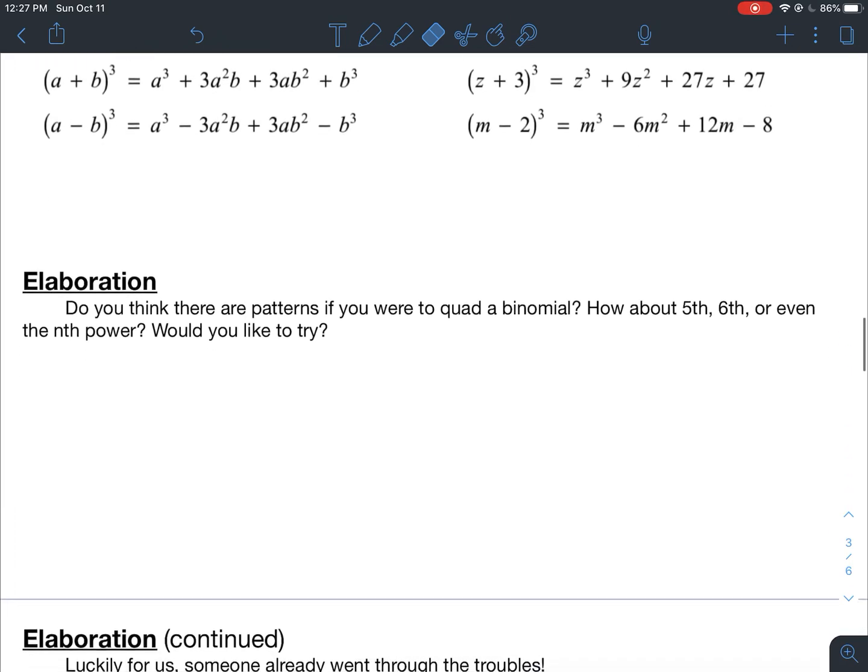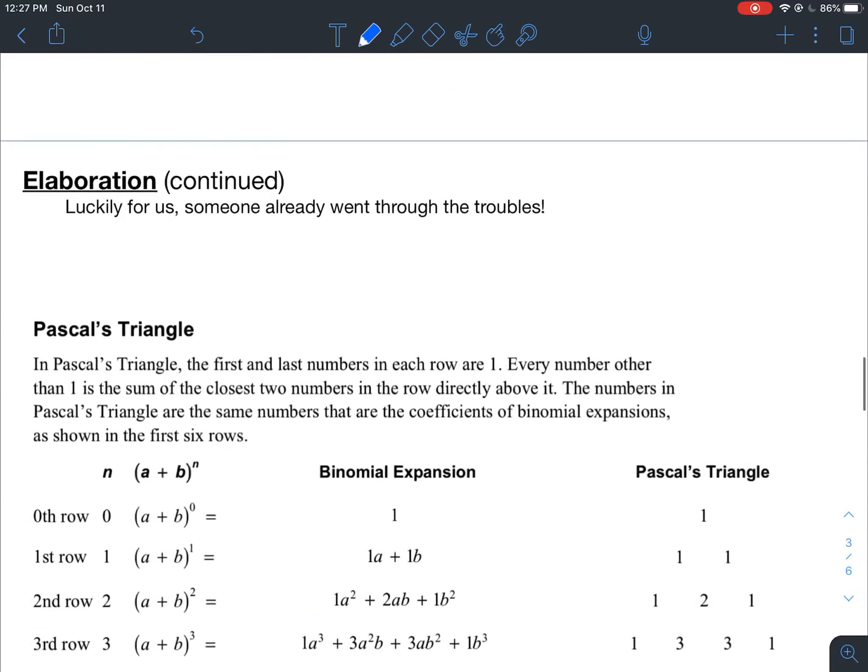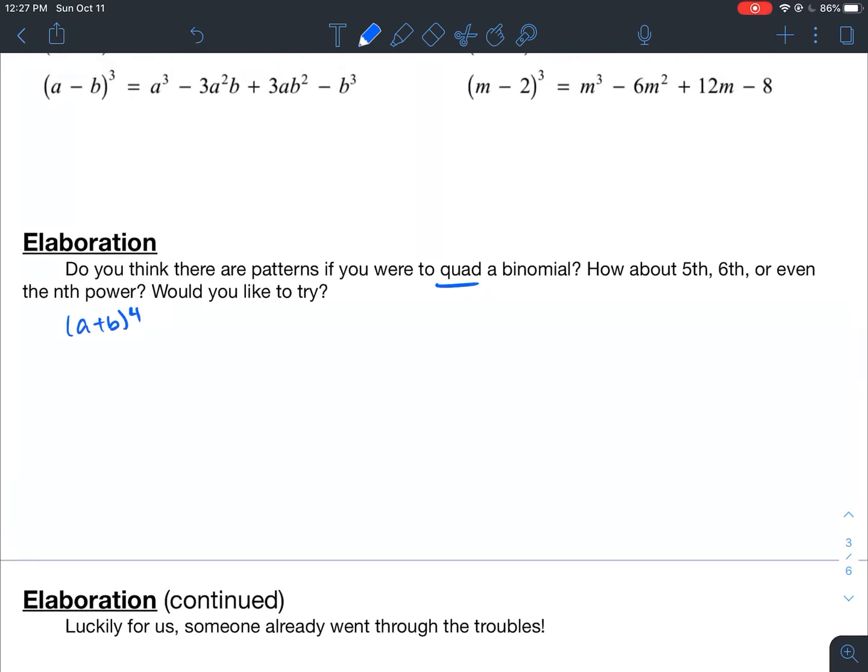Okay, so to elaborate, let me ask you this. Do you think that there are patterns if we were to quad a binomial? So let's say if we had a plus b to the 4th. Do you think that we could find that? How about if we were to do a plus b to the 5th? A plus b to the 6th? What about to the nth power? Can we just find something to the nth power? Would you even like to try that? I don't think you would like to try that. We'd be multiplying forever, right? So no, I don't want to try that.